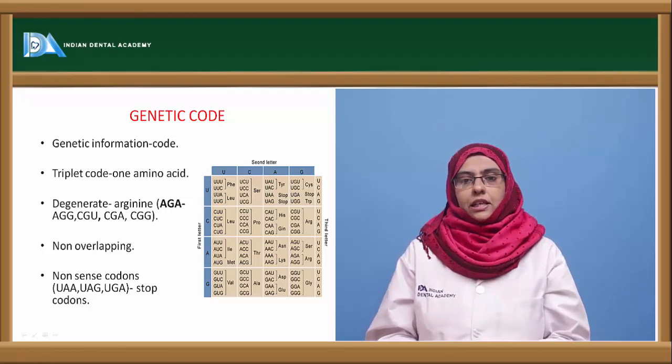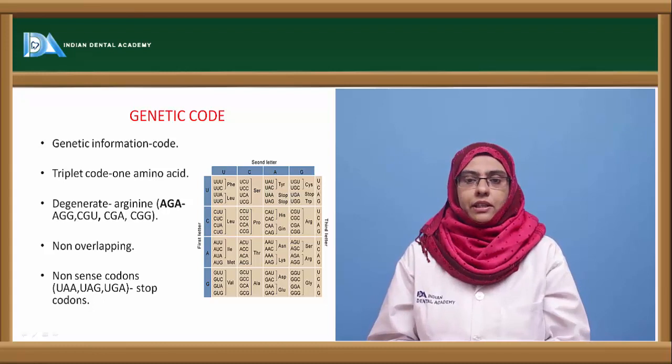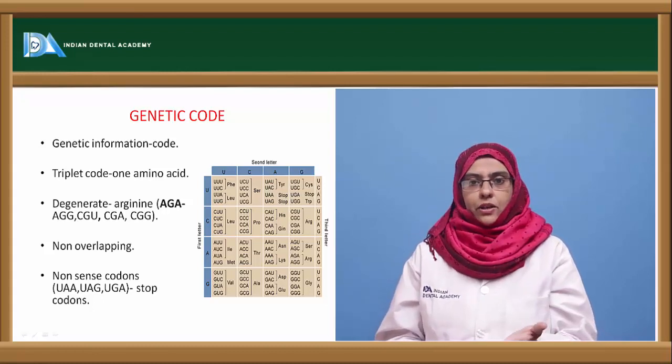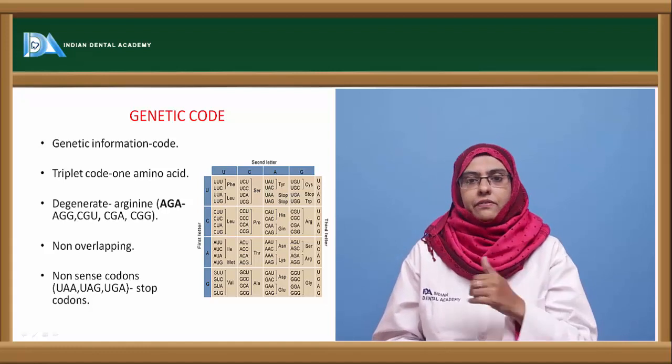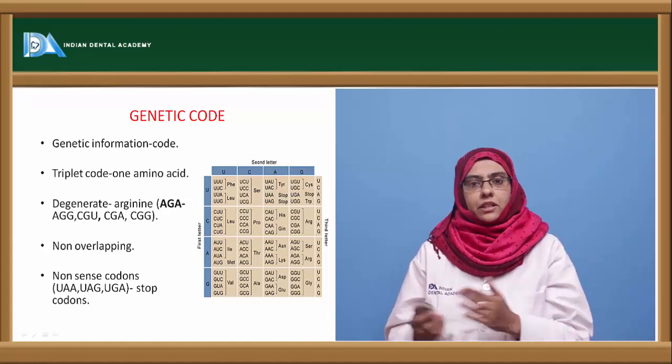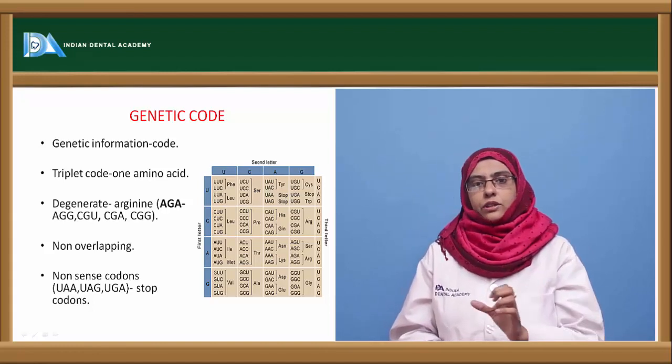There is a single codon for only one amino acid, that is for methionine. AUG is the only one that adds the amino acid methionine during protein synthesis, which is the starting codon in every organism. It ends with terminating codons, and this genetic code is non-overlapping.